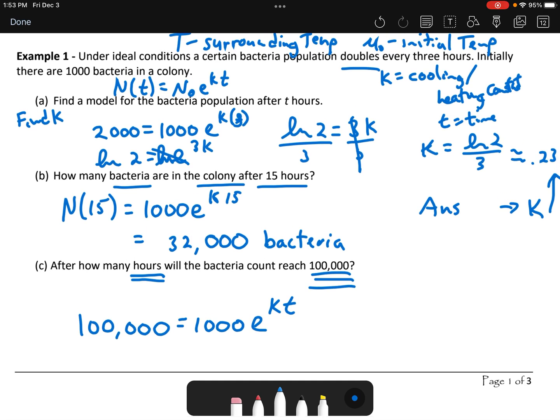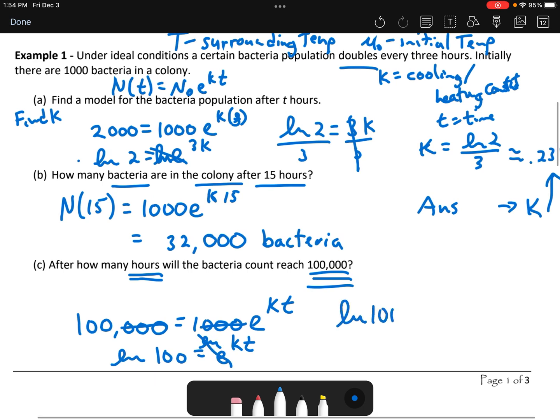So now we have to find T. Well, the first thing I'm going to do is divide by 1,000. So I'm going to knock some zeros off. So you have 100 equals e to the kt. Now we're going to do the same thing every time. Look what I did up here. Natural log, those cancel. I have the natural log of 100 equals kt.